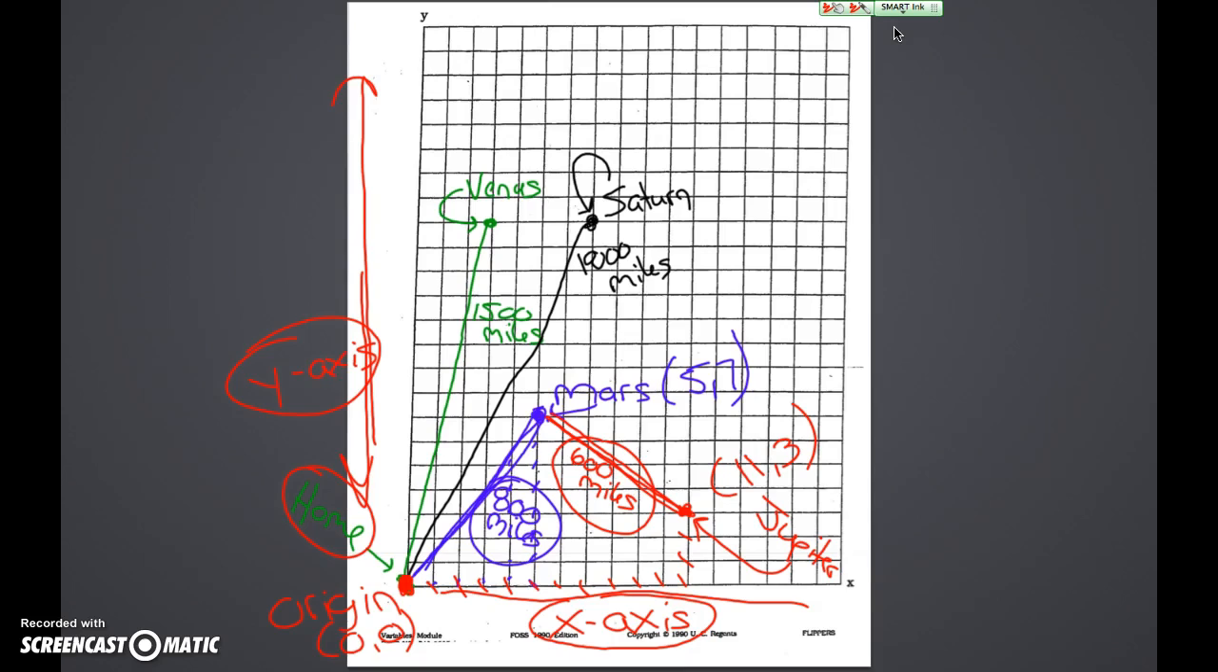So my first question, pretty basic. How far is it to Jupiter? So for your question, I want you to actually write this question down. I think we're on number 5 in our notes. How far to Jupiter from home when going through Mars?